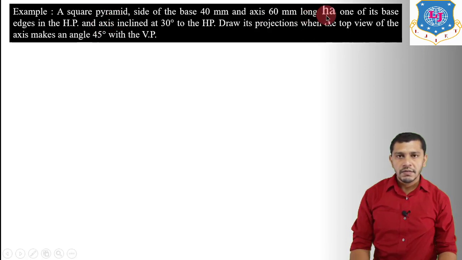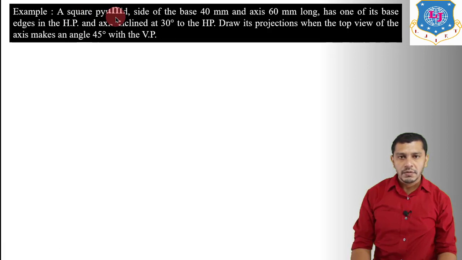And here it is given that one of its base edge is in the HP. So we will derive the first stage by taking this point in mind. That means one of its base edge in the HP. So if we want to derive the first stage, we have to assume the square pyramid is standing on HP on its base. That means base is parallel to HP, perpendicular to VP, axis parallel to VP, perpendicular to HP.